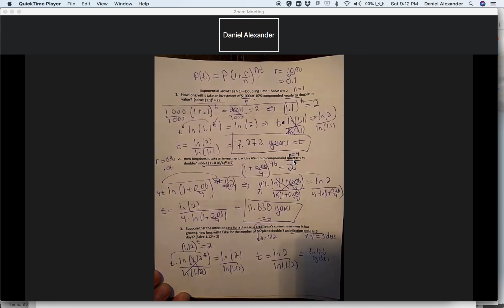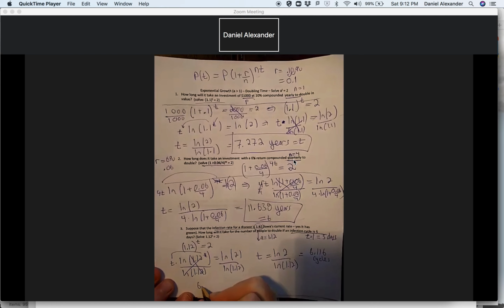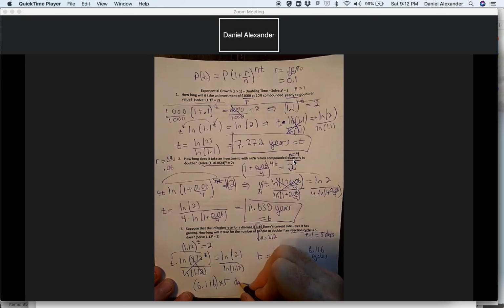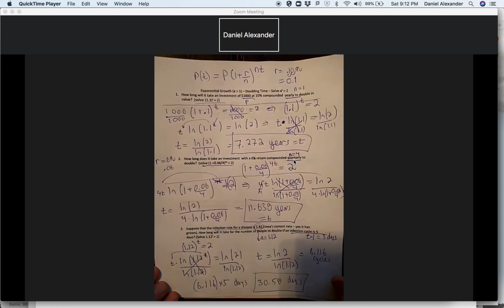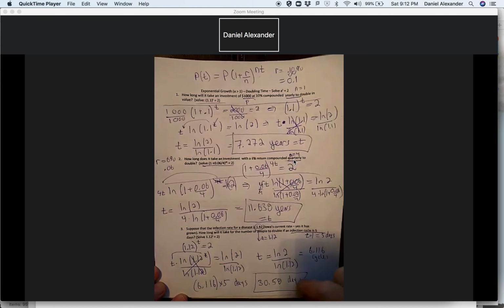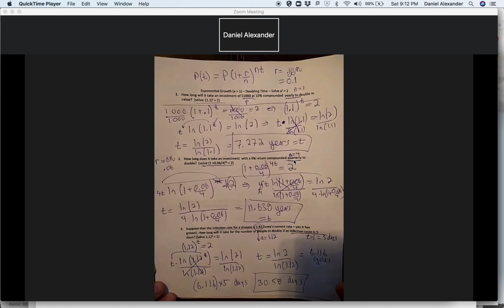Each cycle is 5 days, so it's going to be 6.116 times 5 days. So when you do the math, that's going to be equal to 30.58 days. So if things continue as they are, we could expect the number of people infected on this day in a month to be twice what it is today.